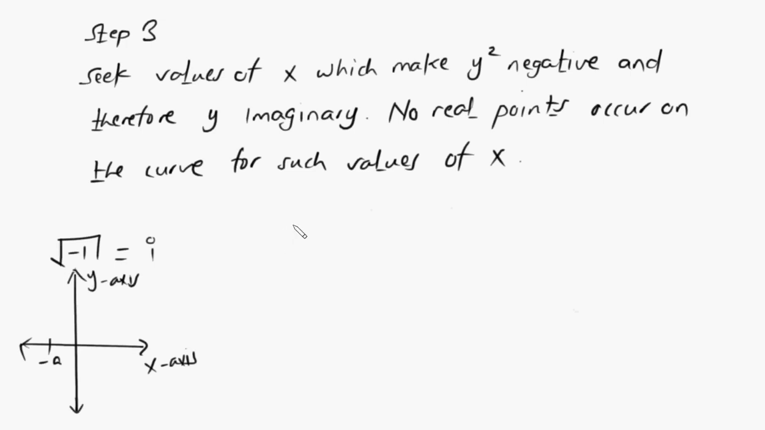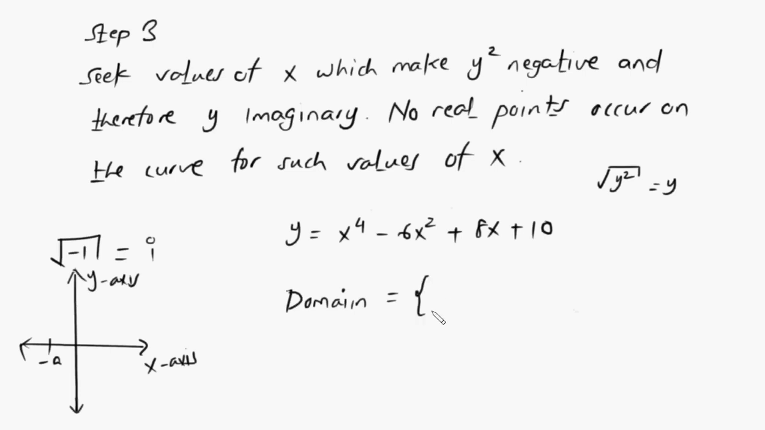So now check out our equation. This is our equation, okay? Inasema y equals x power 4 minus 6x squared plus 8x plus 10. Now note kwamba y will become imaginary if y squared is negative. Okay, manake the square root of y squared, which should give y, will give an imaginary number, okay? So you can see now here in our equation, all values of x will bring a value of y. So there is no single value of x that will give an imaginary number for y. So our domain is x is an element of all real numbers.